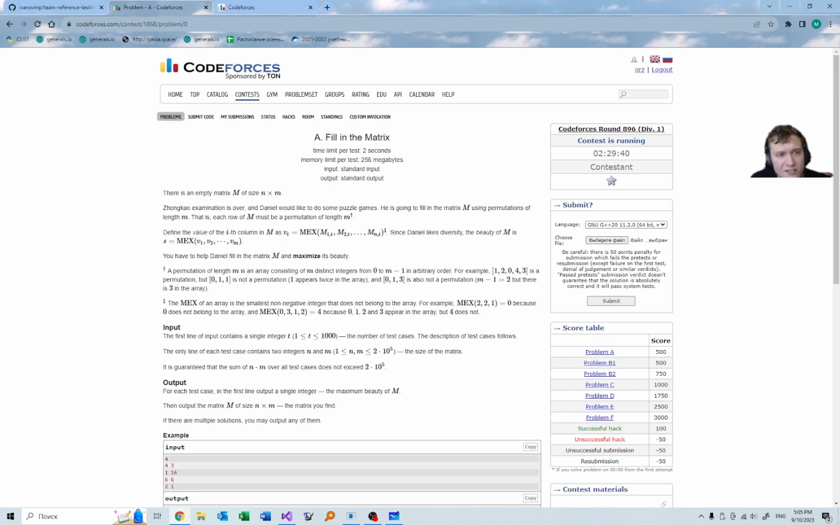There is an empty matrix M of size n by m. Fill matrix M using permutations of length m. Okay, we take maxes of all columns and then the max of these numbers. And we need to maximize it.